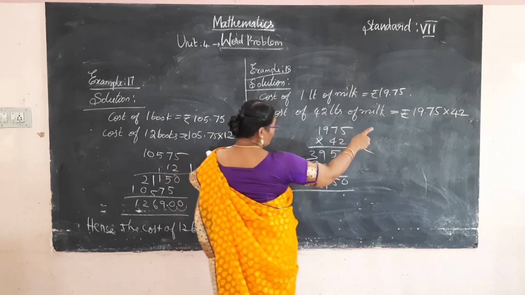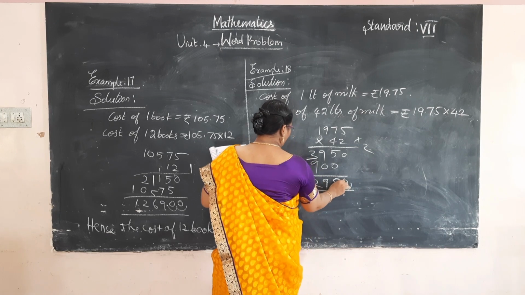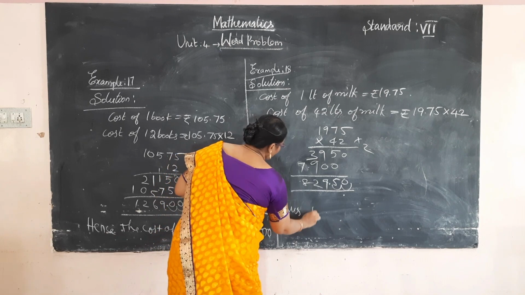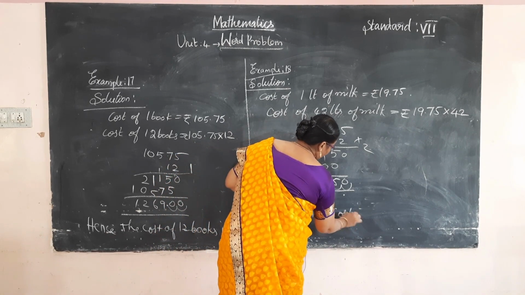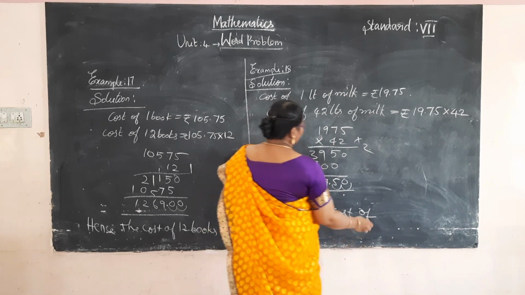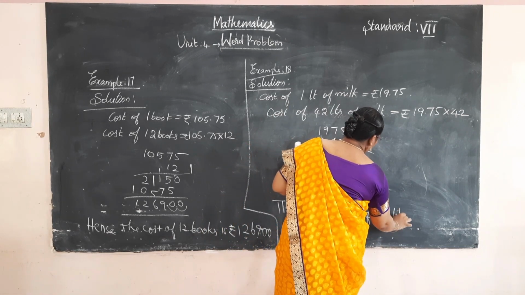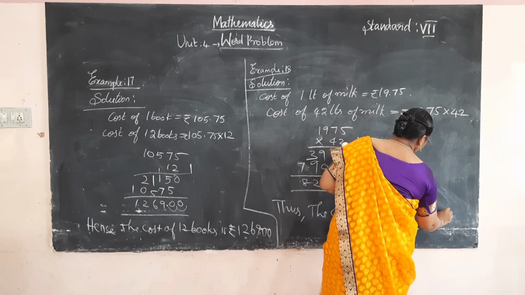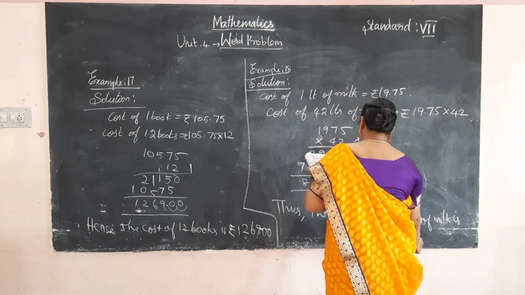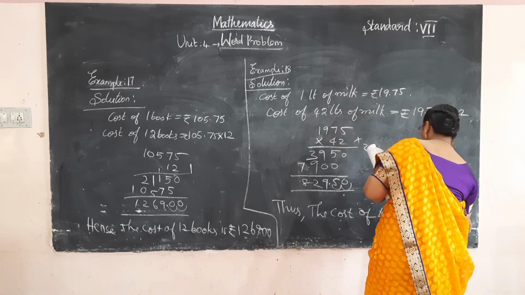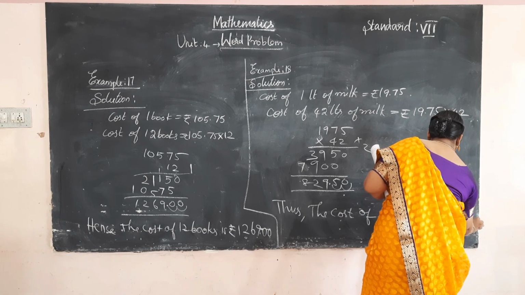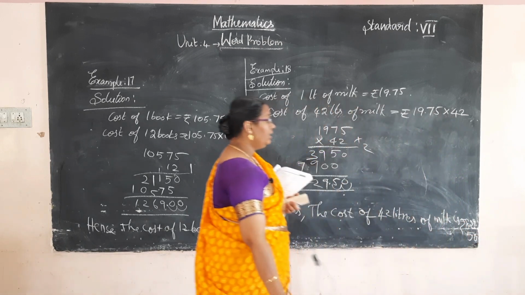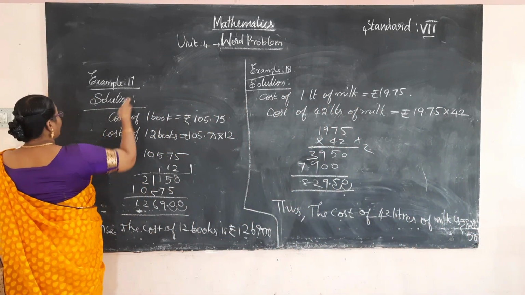How many decimal places do we move from the right side? 2 decimal places, 1, 2. So hence the cost of 42 liters of milk is rupees 829.50. Okay, now move to the 19th problem.